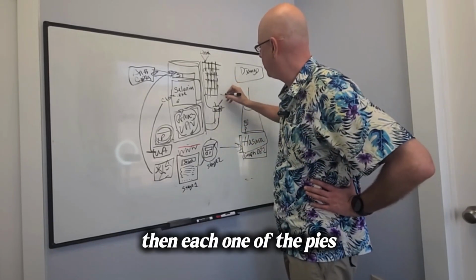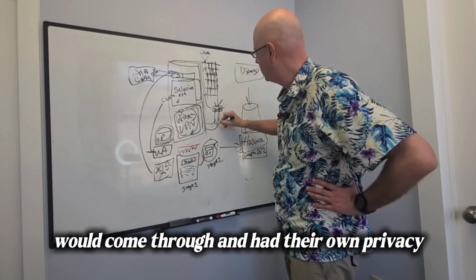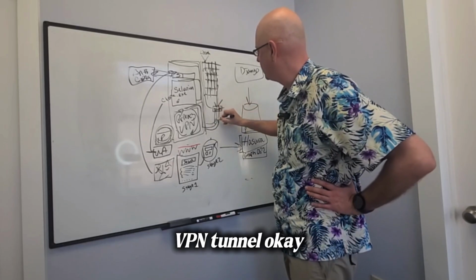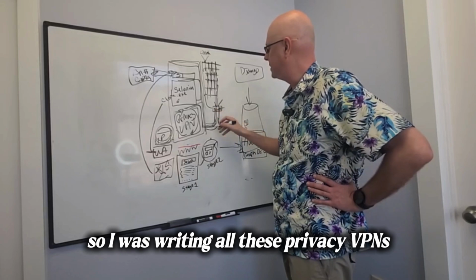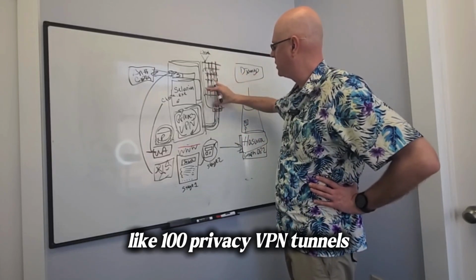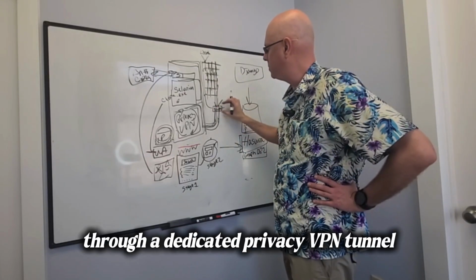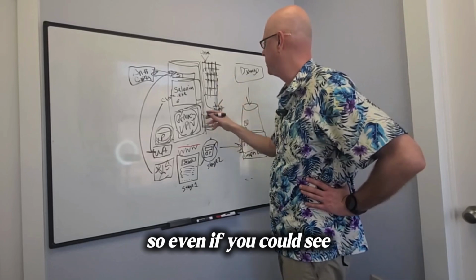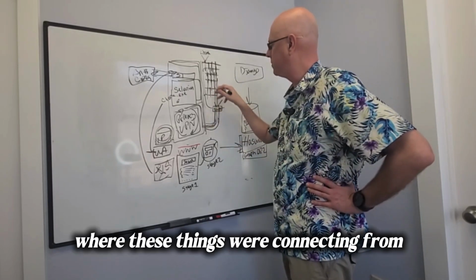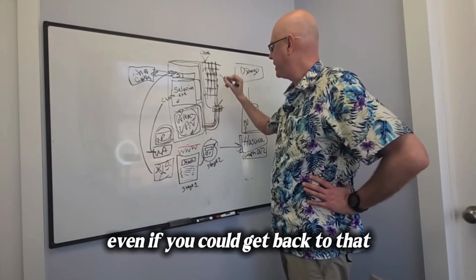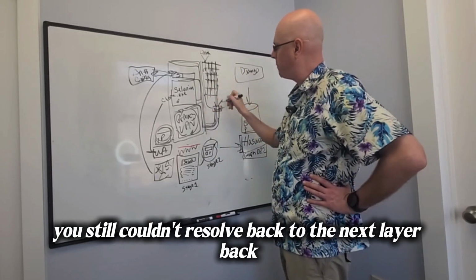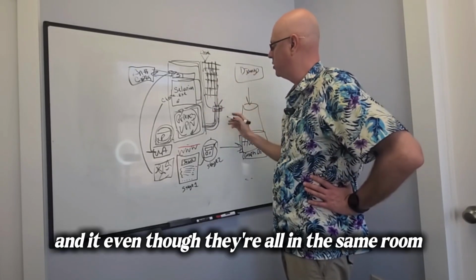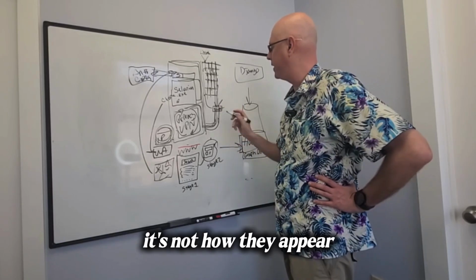Then each one of the pies would come through and had their own privacy VPN tunnel. So I was writing all these privacy VPNs, like 100 privacy VPN tunnels through a dedicated privacy VPN tunnel. So even if you could see where these things were connecting from, even if you could get back to that, you still couldn't resolve back to the next layer back. And even though they're all in the same room behind the same internet connection, it's not how they appear.